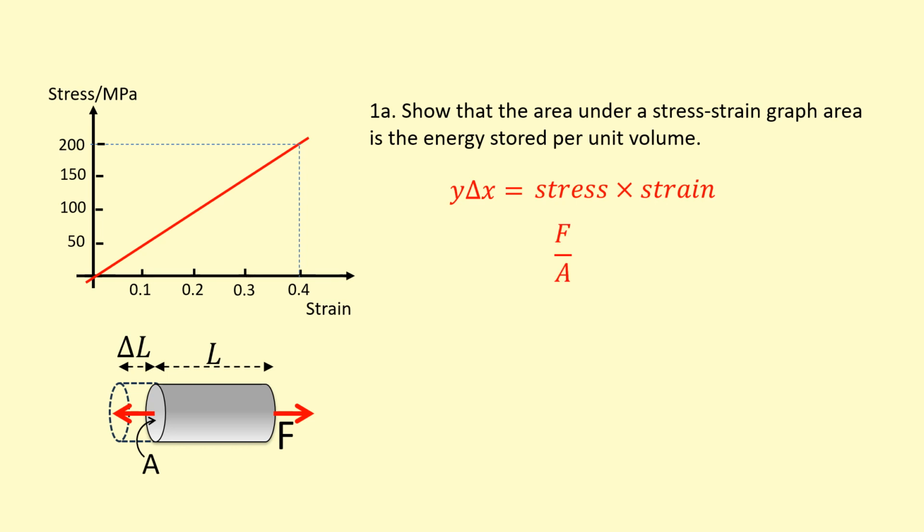Stress is force over area, and strain is change in length over length. And if you put those together, you get this expression. As you can see at the top, we've got force times change in length, which is actually work done, or force times distance moved parallel to the force. So that's work done, which is another way of saying energy. At the bottom, we've got cross-section area times the length, which is volume. Okay, so therefore you have the area under the graph equal to energy divided by volume.